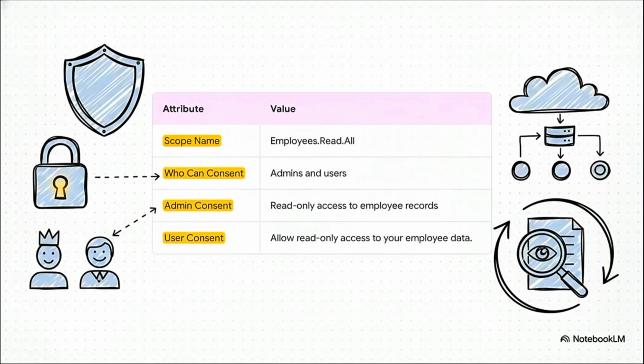If an IT admin is looking at this, the description they see is read-only access to employee records, all of them. But if a regular user is asked for their permission, the message they see is totally different. Read-only access to your employee records. I mean, how clever is that? It shows how a single scope can act differently depending on who is giving the okay.